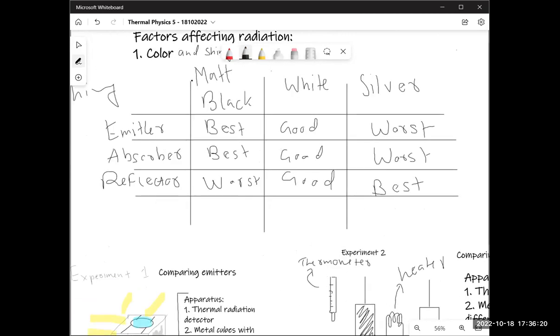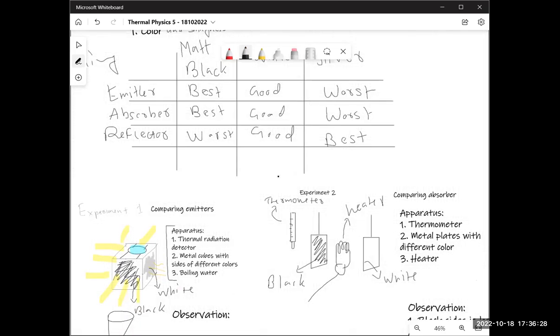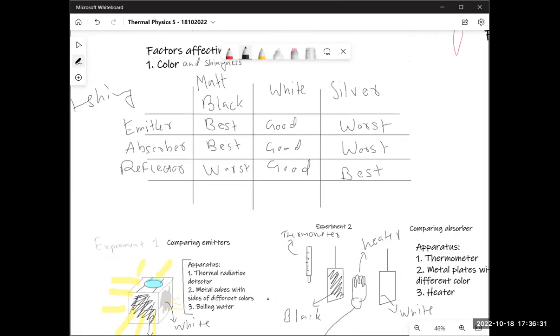Diana, tell me which is a better absorber, black or white? Better absorber between black and white. Waiting. You asked me or Diana, because our names are pronounced exactly the same. Diana, can you hear me? Yes, sir. Tell me which is a better absorber, black or white? It's black.